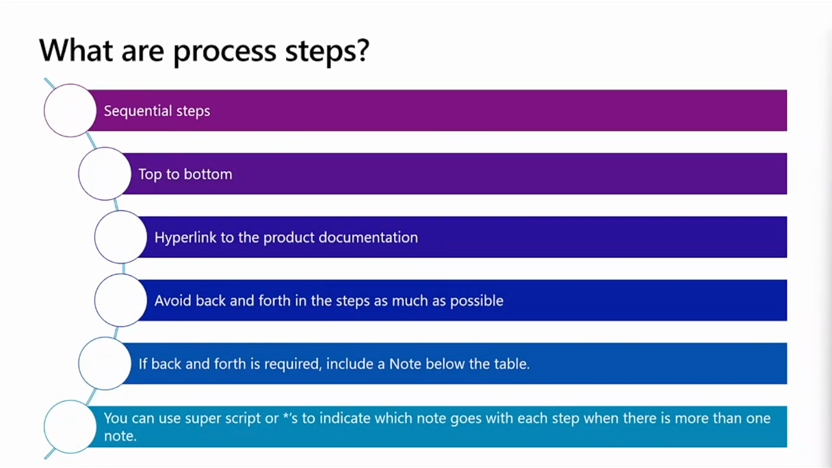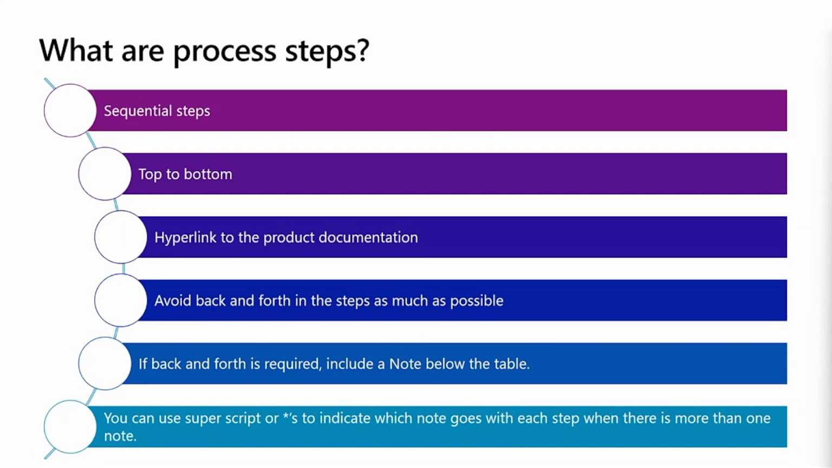And so that's the first step. And the hyperlink would take you to an article in the product documentation that describes how to set up credit and collections parameters. We want you to avoid back and forth as much as possible in the steps, but we understand that sometimes the software and the configuration steps do not support that.